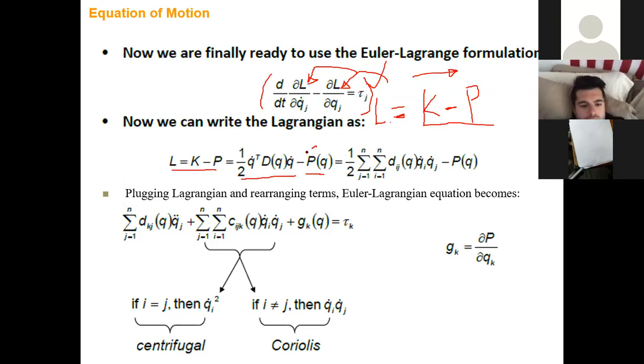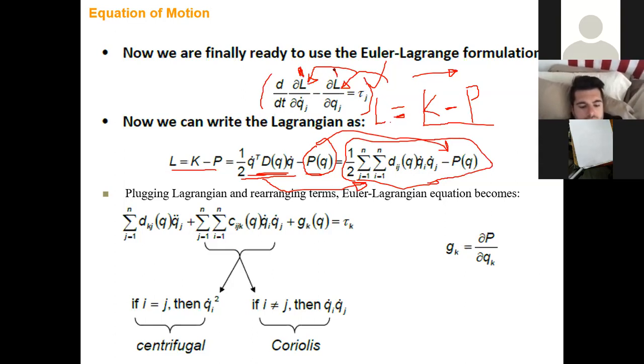Then this guy is exactly the same. Now I just replace this guy by this summation, as we did before, right? Now you plug this summation here. You plug this L in here, right here. Then, see, plugging this Lagrangian and rearranging terms, you get this equation.